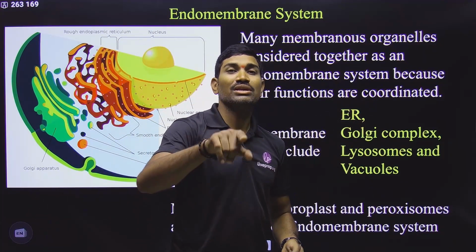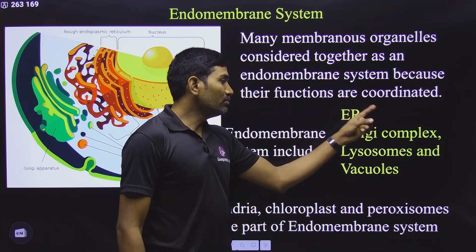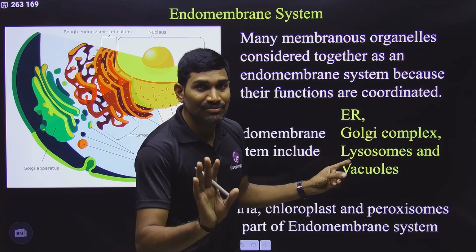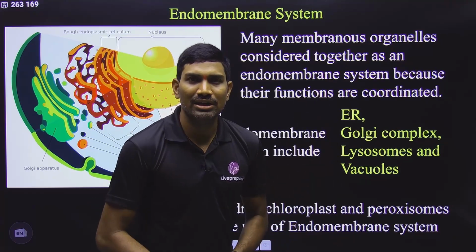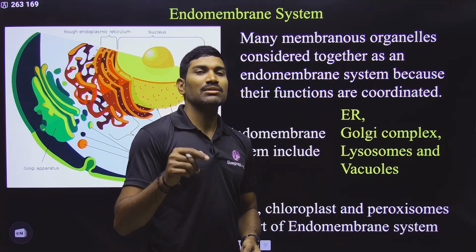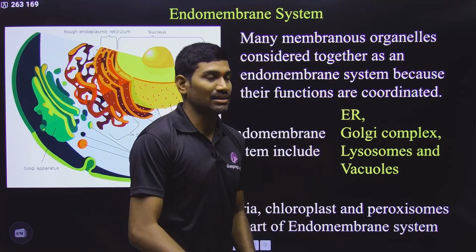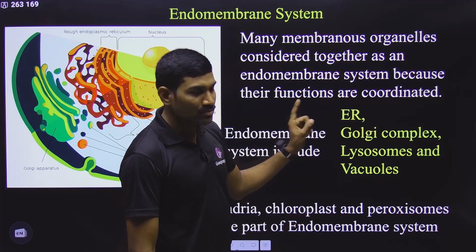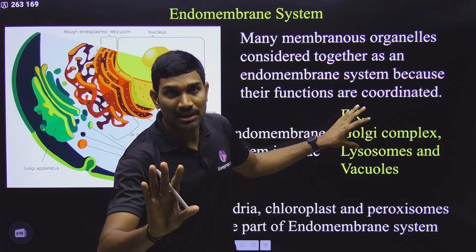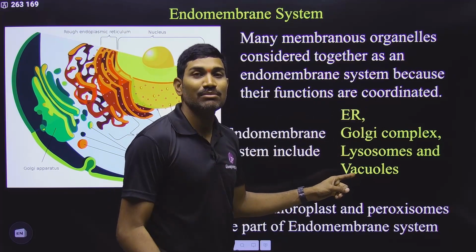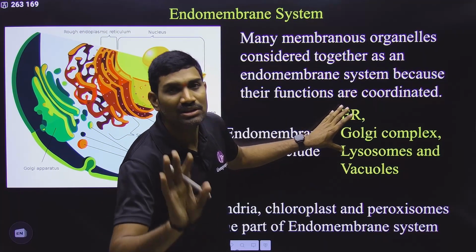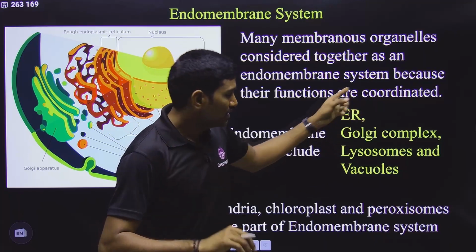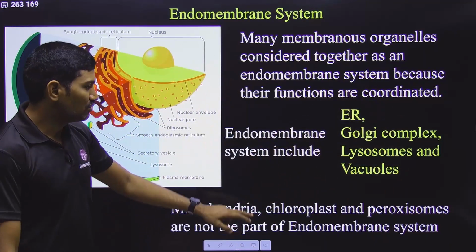But now you need to read the question very carefully. If they ask about the endomembrane system of a plant cell, all four are there, so you can write all four names. Suppose they are talking about the endomembrane system of an animal cell. In an animal cell, endoplasmic reticulum, Golgi complex and lysosomes, these three are present, but vacuoles are not present in animal cells. So if they are specifically asking about animal cells, you need to write only these three. Understood or not? This is an important point to notice here.